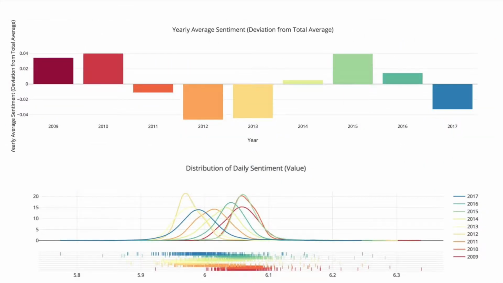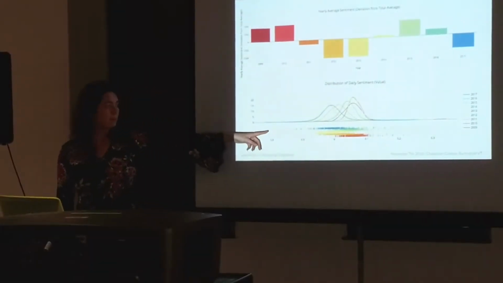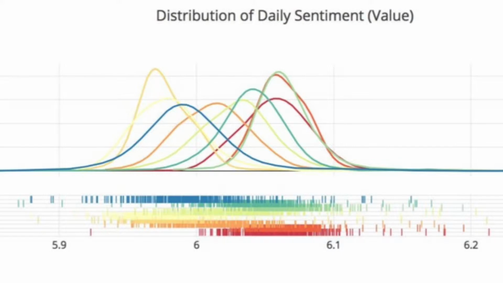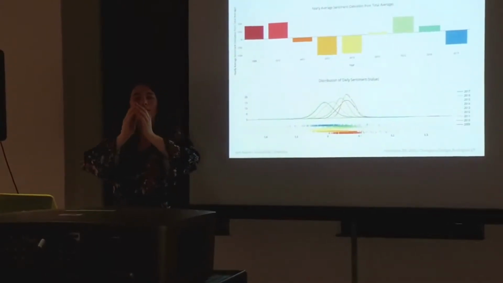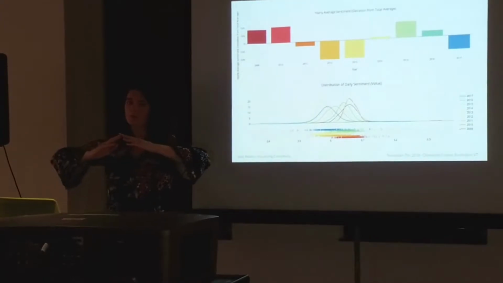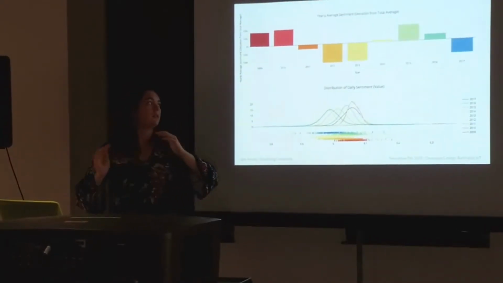So this is our yearly average sentiment, the deviation from total average. So if we take the entire year, we take the average happiness for the entire year, and then we compare it to the average happiness across all of the years. Obviously, this is an extreme simplification of the data, but it's just interesting to take a look at. And this on the bottom chart is the distribution of the daily sentiment. So when you see a really tight peak like that, that means that there's not a whole lot of variance, and when it starts to flatten out a little bit, that means that there's more variance in the daily sentiment.